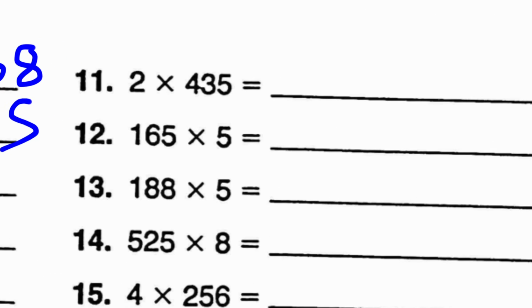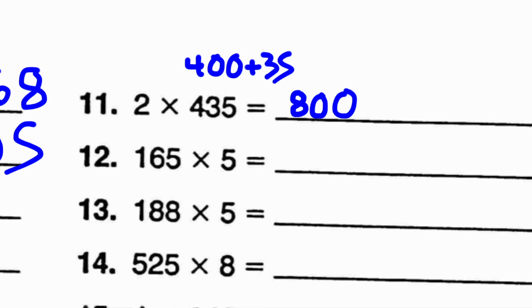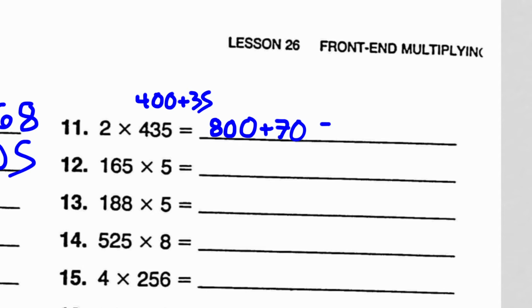Sometimes you can just break up into 2 parts. I'm going to scooch over to number 11 here. On number 11, you might just break up 435 into 400 plus 35. And 2 times 400 is 800. 2 times 35 is 70. Add those up and you get 870.